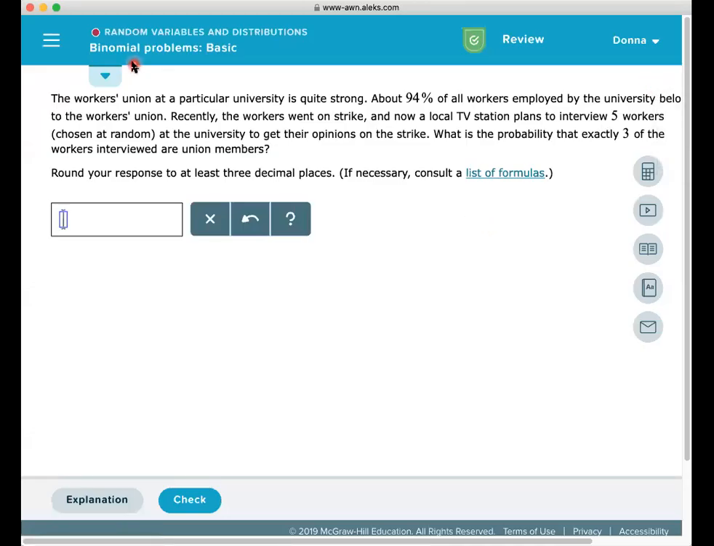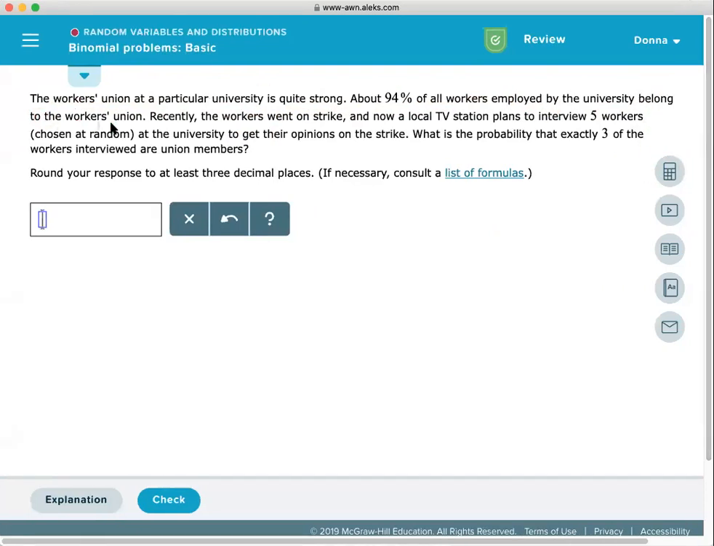I'm going to be doing a movie on basic binomial problems. In this example, the workers' union at a particular university is quite strong. About 94% of the workers employed by the university belong to the workers' union.